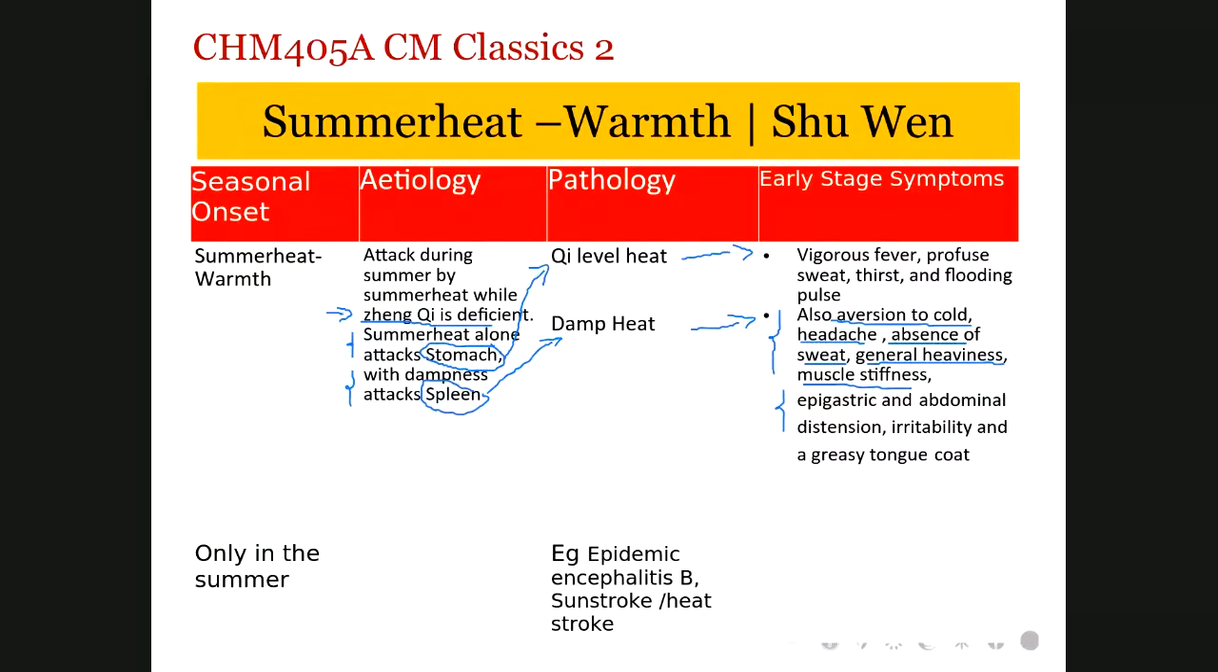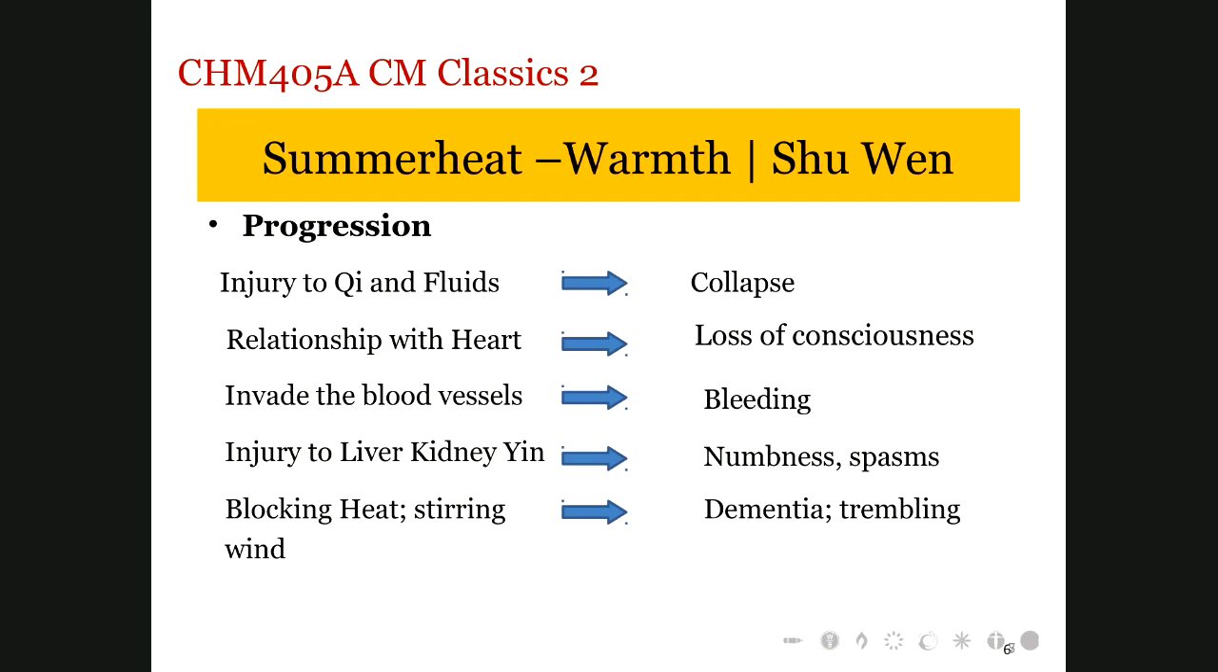Because it only happens in summer, here we give some examples of possible Western conditions that could happen in summer. So sunstroke, like I personally experienced many, many years ago. Heat stroke is sunstroke, the same thing, happening in summer. And epidemic encephalitis is a very serious one, usually ending up in the emergency hospital or it can end up in heaven. So it depends how lucky we are.